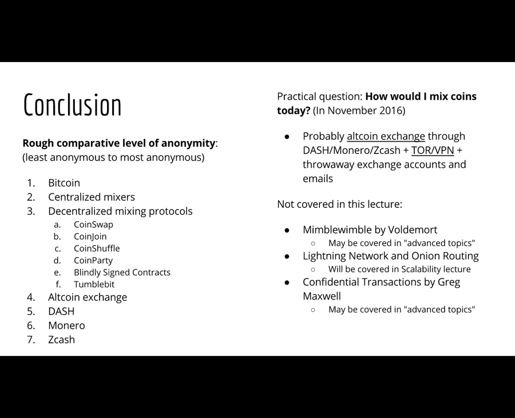And to leave you with a practical note, if you ask me how would I mix my coins today, my answer is that I would actually do altcoin exchange. I would do it through Dash, Monero, and Zcash using throwaway email accounts and throwaway exchanges, all connecting to each exchange with Tor and a VPN while changing the IP address between each exchange. You also want multiple exchanges so that even if two of them collude, they can't de-anonymize you.